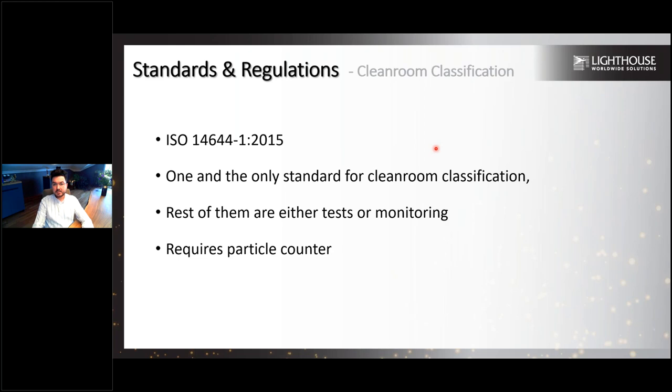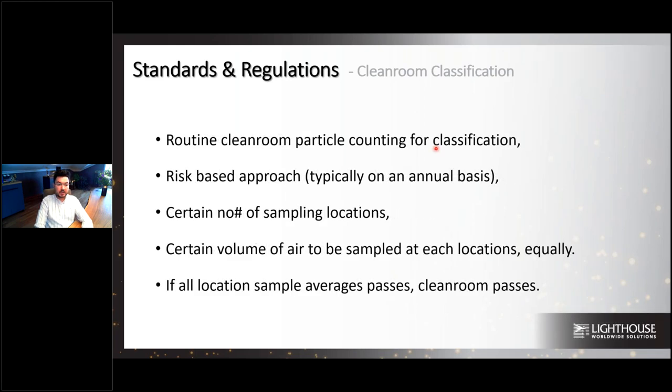So this test requires a particle counter. The only requirement to provide a cleanroom classification is to have a good particle counter in hand. This is a routine cleanroom particle count for classification, and this is always a risk-based approach. Typically it is on an annual basis, but you have to verify that annual is enough for you. For example, if it's sterile manufacturing and you rely on GMP requirements, then you need to add every 6 months for grade A and grade B environments.